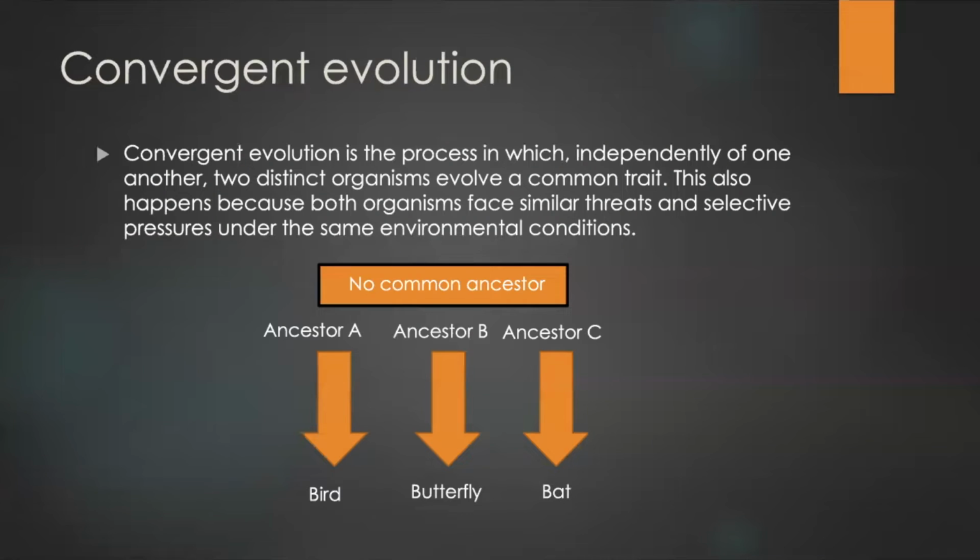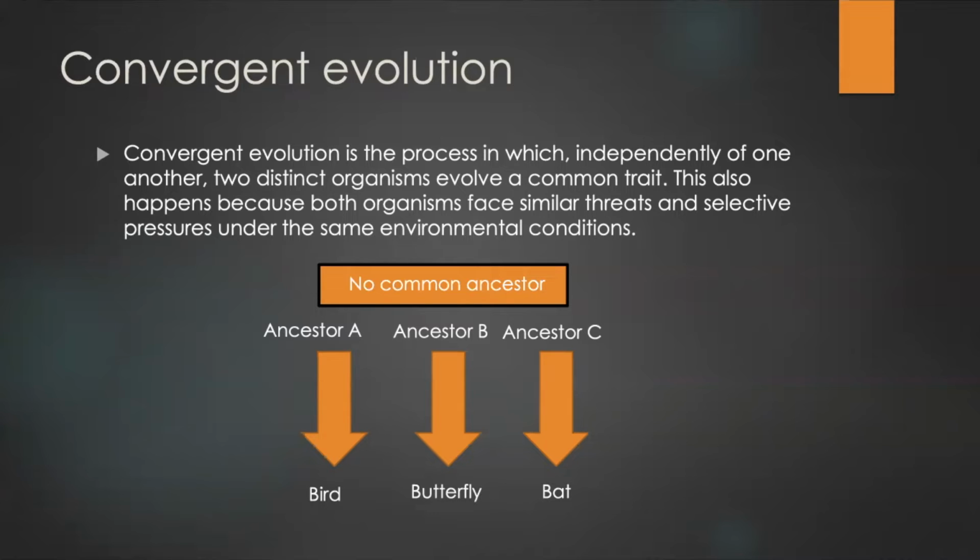Convergent evolution is the process in which, independently of one another, two distinct organisms evolve a common trait. This also happens because both organisms face similar threats and selective pressures under the same environmental conditions. Usually, analogous structures emerge from convergent evolution.